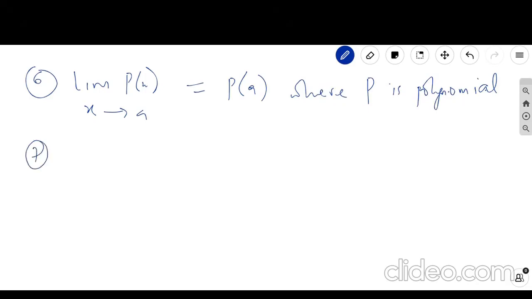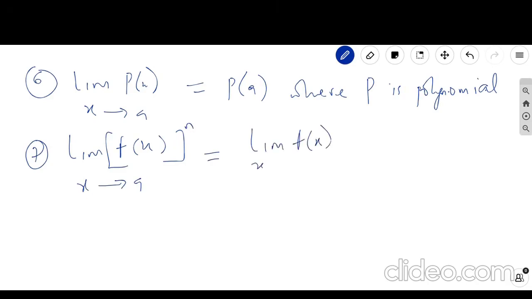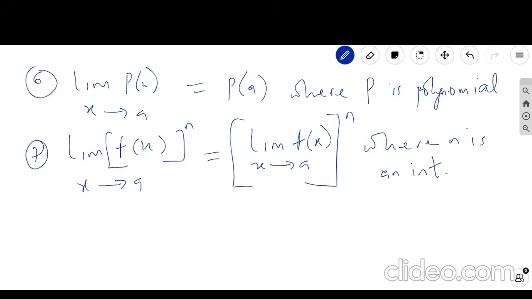Then number 7, which is property 7: the limit of f of x raised to power n as x tends to a can also be written as the limit of f of x as x tends to a, then raised to power n, where n is an integer. We need to understand the condition: not a fraction but an integer.